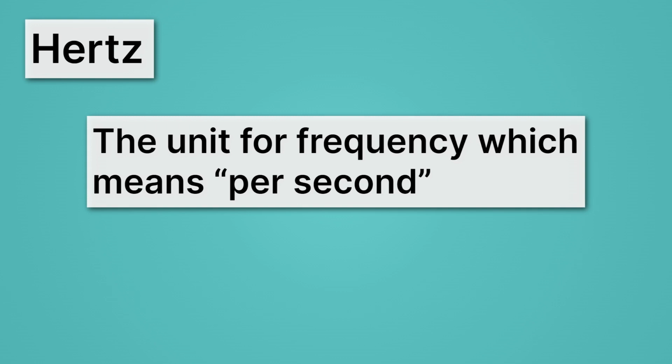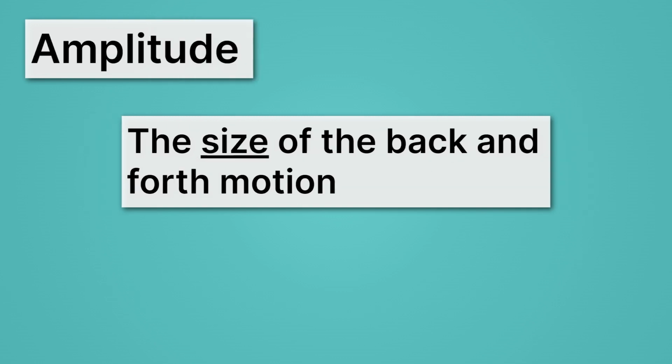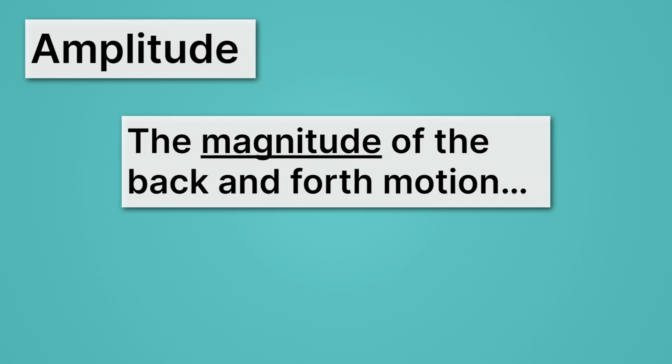Last property of harmonic motion for you to know is the amplitude. It's basically the size of the back and forth motion. Now, a nerdier way to say size is the magnitude of the back and forth motion, but we mean the same thing here, basically how big it is.